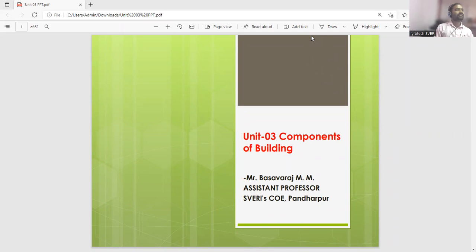So coming to the next chapter, that is chapter number 3. What is that? That is components of buildings. Now our real subject has come, basic civil engineering. We are studying about the building and what are the different components of building. This is the simplest chapter and we will complete it very soon.